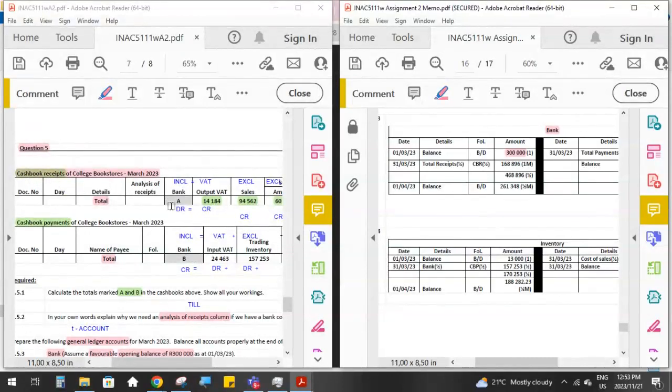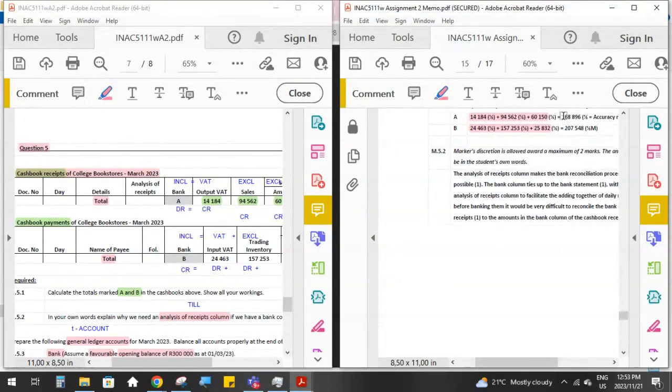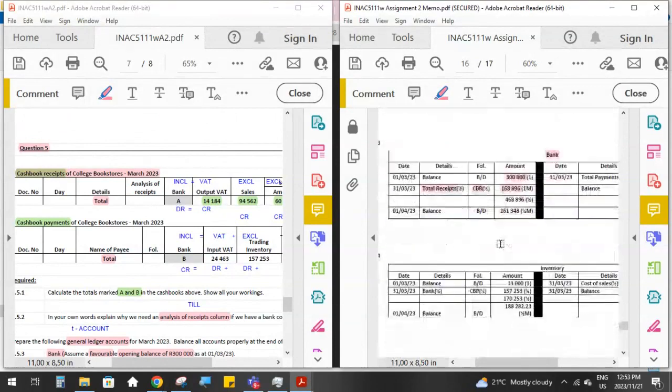So by how much did our bank increase? And that will be our value for A. So whatever total you got for A, you then had to put on total receipts. CBR from my cash book receipts, 168,896. Okay, bank is debited when it increases.